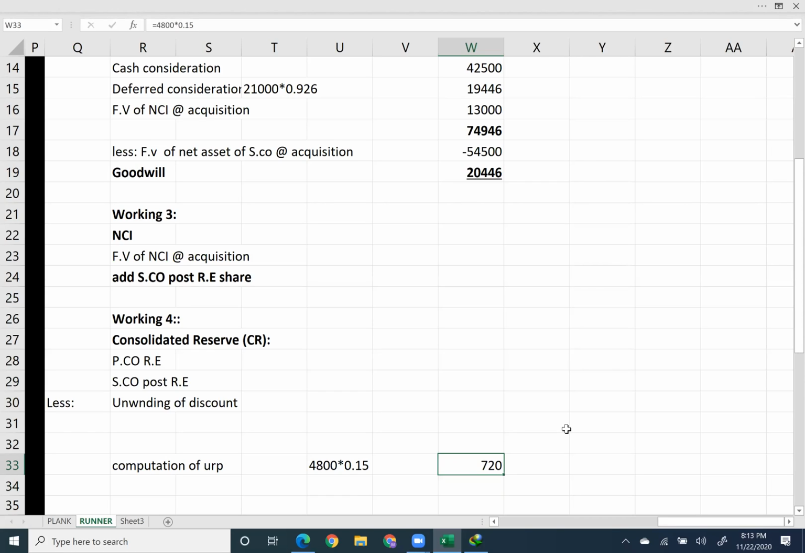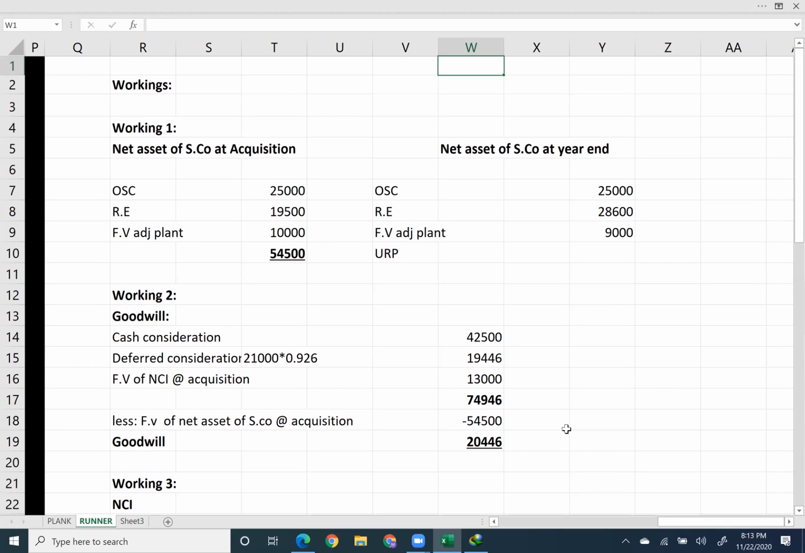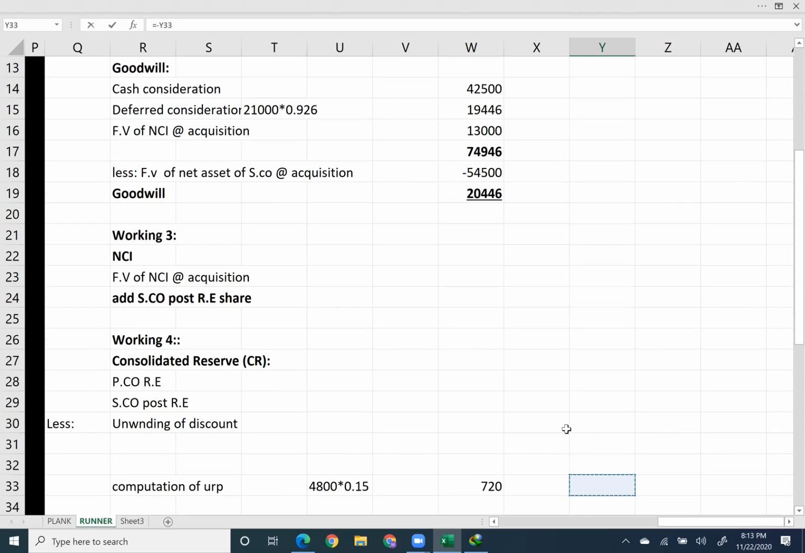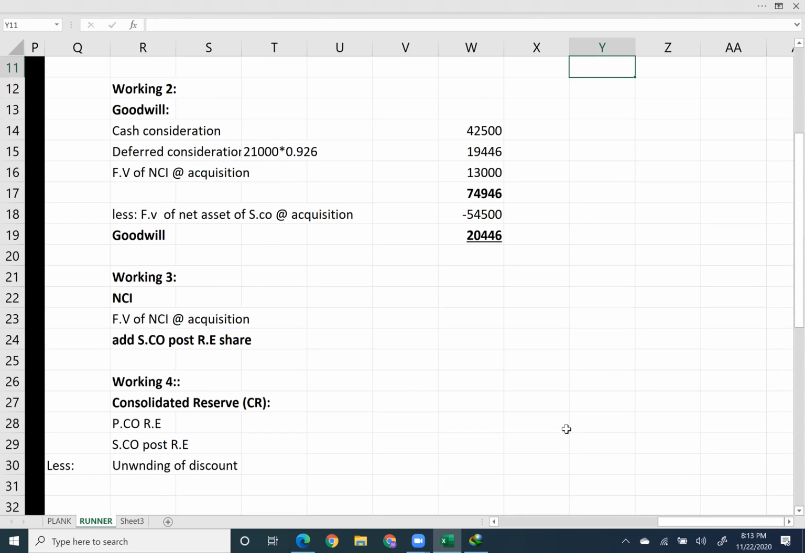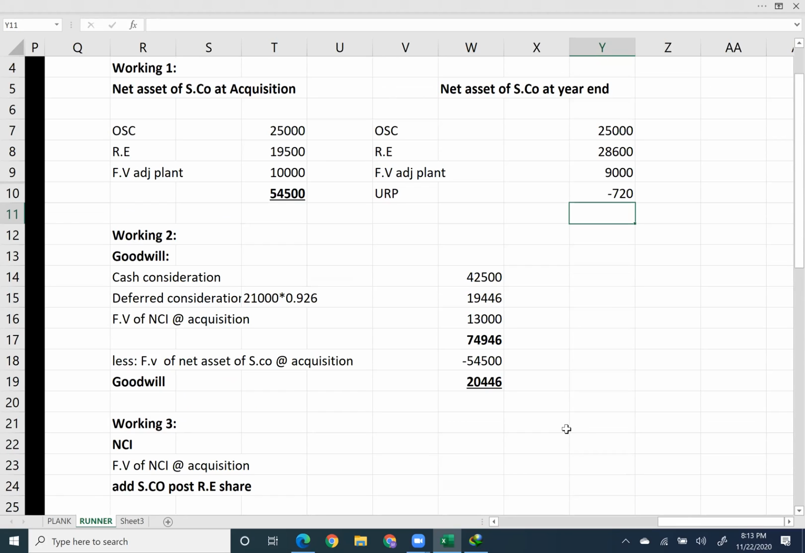Now this URP will be deducted from two places. As this is an S to P sale, S company has booked the URP. So this URP will be deducted from S company's closing net assets packet. I have deducted it, and one more place from which we have to deduct is group inventory. We need to remove this URP from group inventory as well.